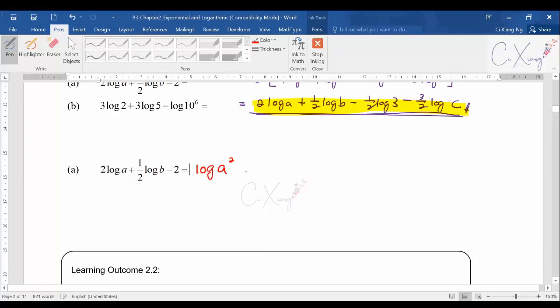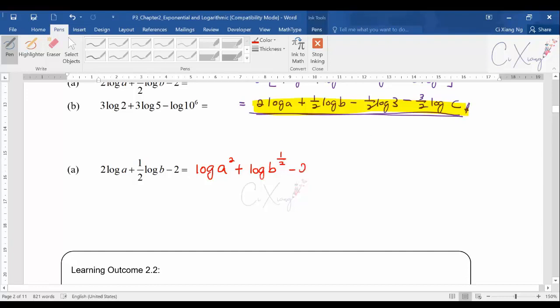Okay, second term, half log B. So to combine them, what you need to do is put it as log B first, and then you bring the number back, become power. Okay, then the third term, negative 2. So negative 2, generally you don't have log, right? So you have to create a log for it.